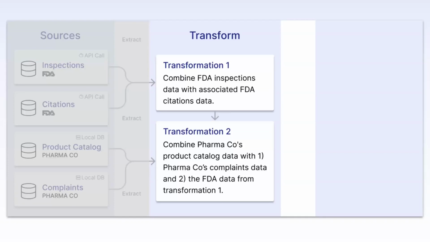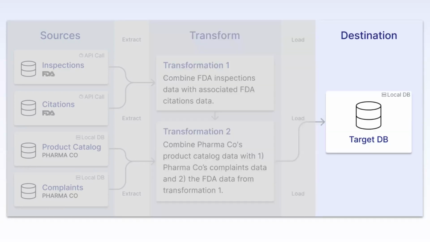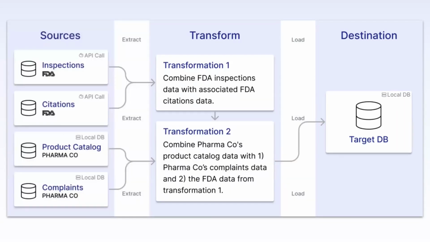The next step is where the data is transformed into a format that's useful for future analytics. First, the FDA inspections data is combined with the associated FDA citations data gathered from the FDA API. Then that transformed FDA data is combined with the extracted Pharmaco product catalog and complaint data. Finally, all that combined data is loaded into a database that the analysts are free to work with. And altogether, that completes the ETL pipeline.